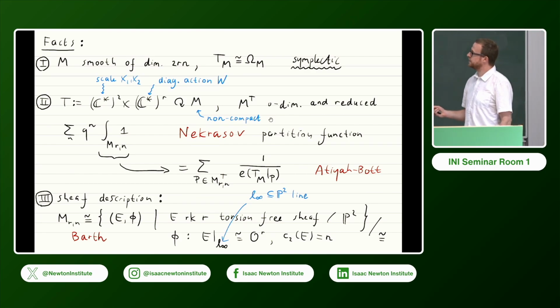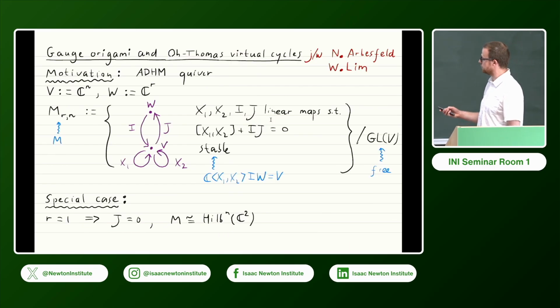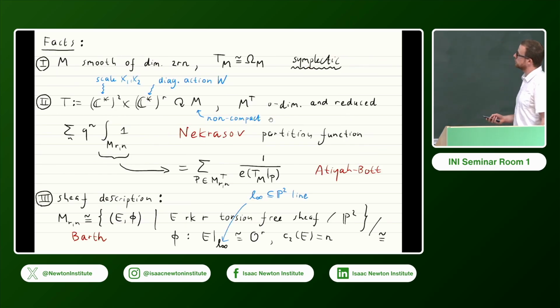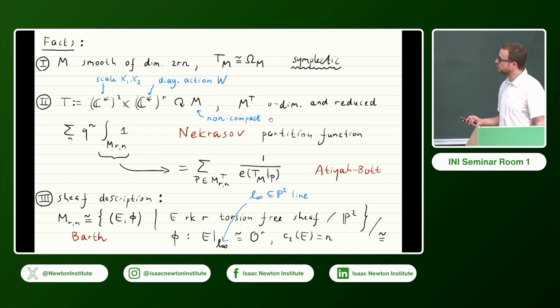But one problem we're faced with is that this moduli space is non-compact. But fortunately, there's a big algebraic torus acting on this moduli space. So we have a C^* squared, which is just scaling the loops. And we have a C^* to the r, which is the diagonal action on W. So here we had these two loops, x1 and x2, and in this space W. And then the fixed locus is actually very easy. It's 0-dimensional and reduced.